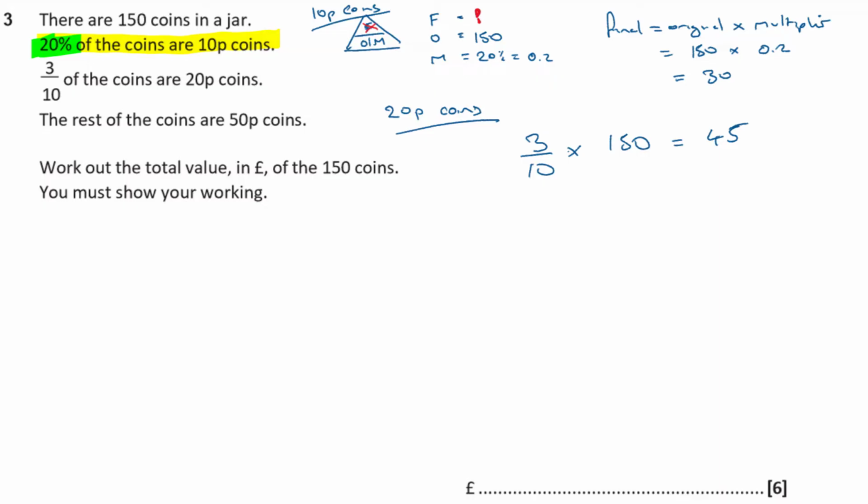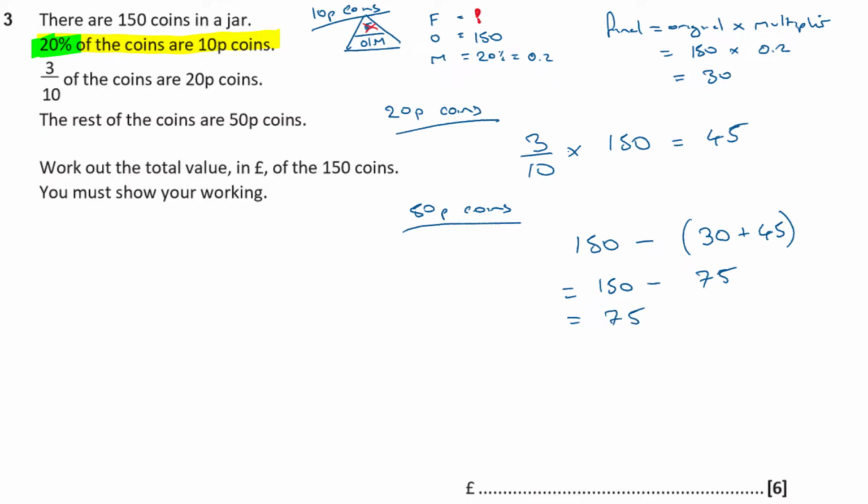And then finally, it says the rest of the coins are 50p coins. So the number of 50p coins is going to be the total number of coins minus the number of 10p coins, which was 30, plus the number of 20p coins. So what's that then? That's equal to 150 minus 75. And 150 minus 75, well, that's 75 coins then, isn't it?